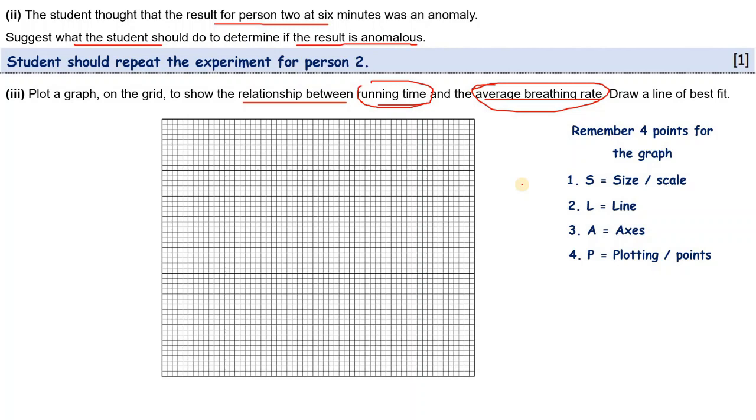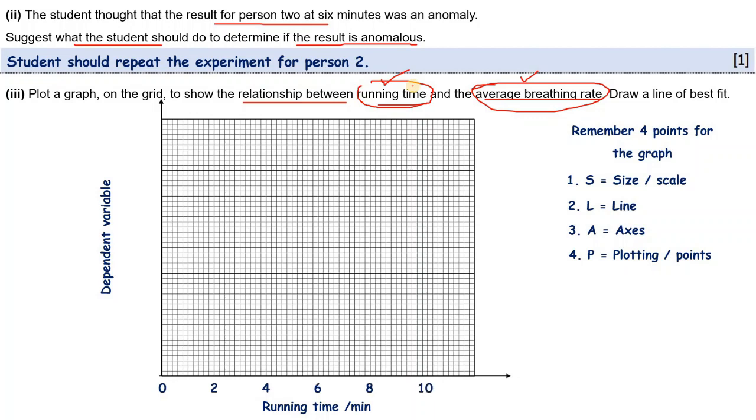First, select the axis. For selecting the axis, always remember the x-axis needs to be selected as the independent variable and the y-axis needs to be selected as the dependent variable. Now here, from the information we can clearly understand running time against average breathing rate. So running time is our independent variable and average breathing rate is our dependent variable. Now we put the data points.